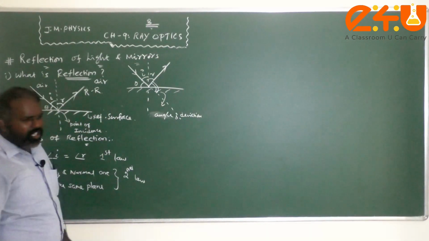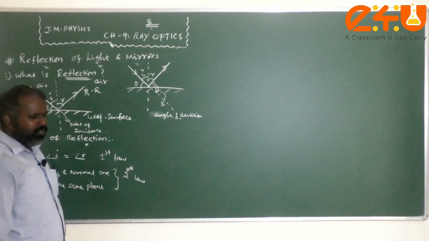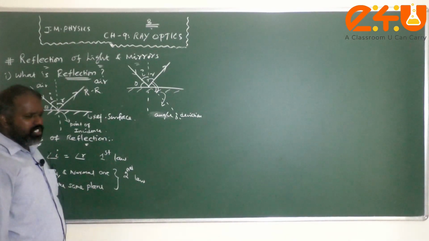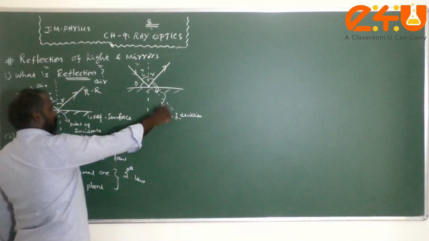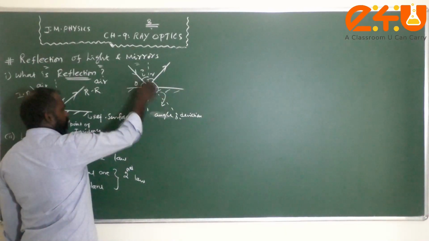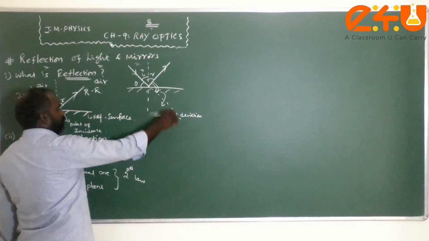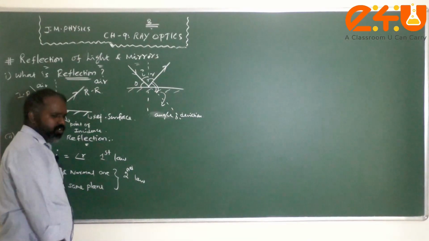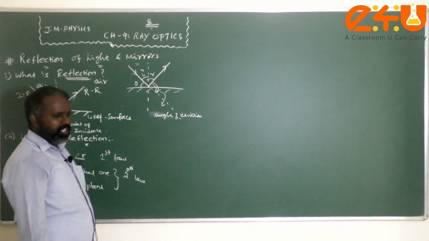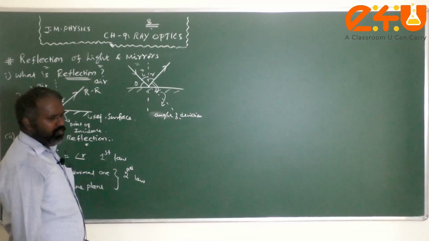These concepts are not asked from a CBSE point of view, but we must know the term. How much the light ray is deviated from its original path because of the reflecting surface is called the angle of deviation.